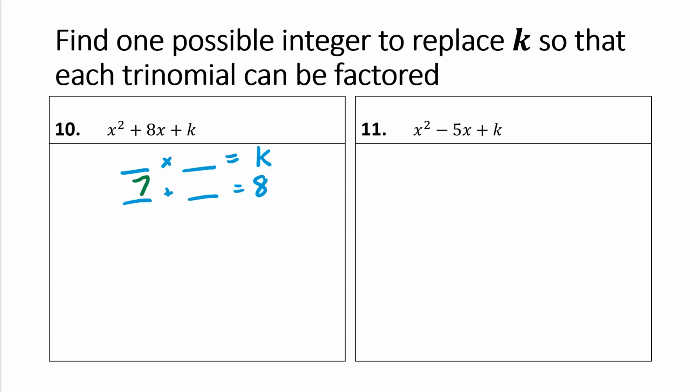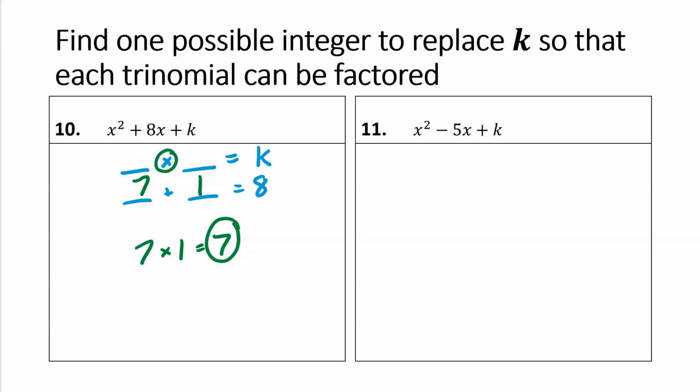Well, 7 plus 1 equals 8. To get k, I'm supposed to multiply those factors. So 7 times 1 equals 7. So k can be 7.